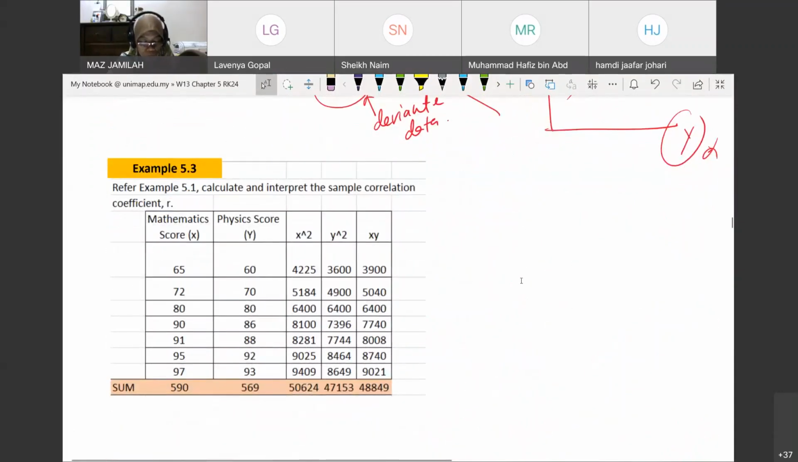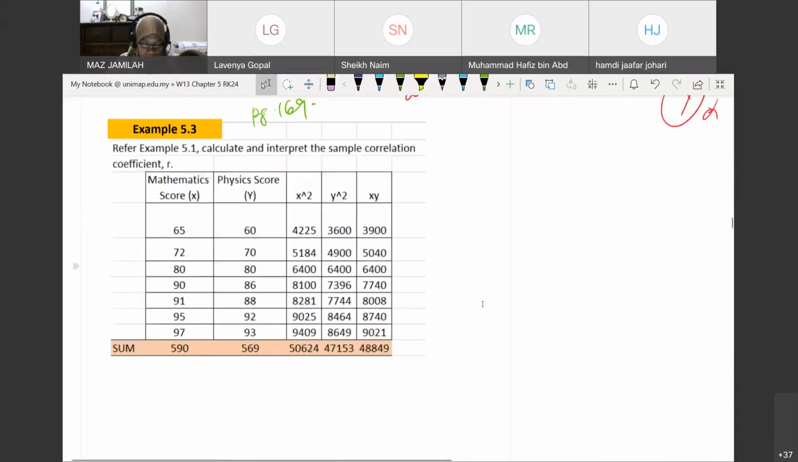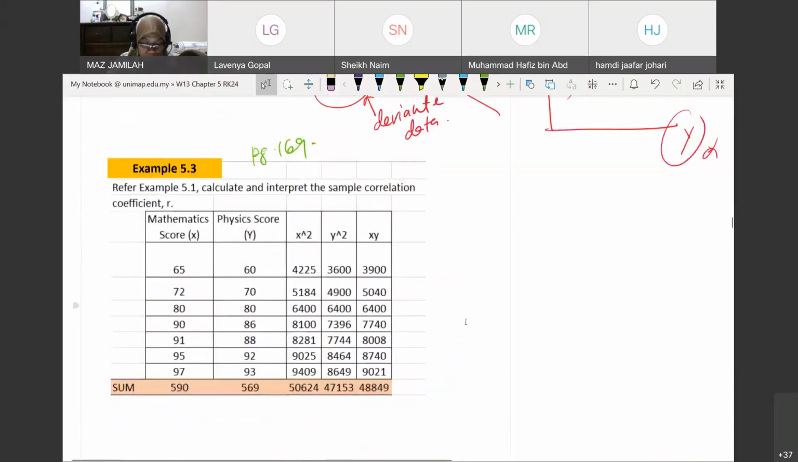Now let us move to example 1.3 on page 169. Okay, now refer to example 5.1. So you are talking about mathematics score and physics score. Calculate and interpret the sample correlation coefficient R. Okay, now you are using your Excel. How can we use Excel to find your R?